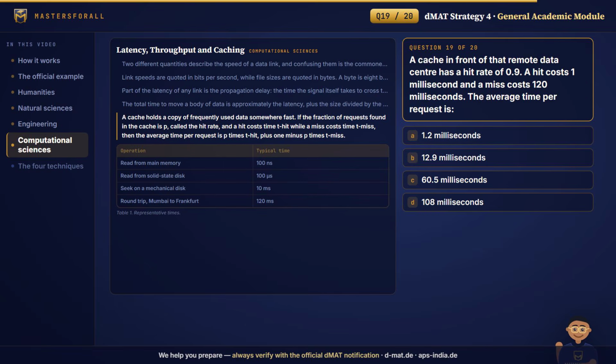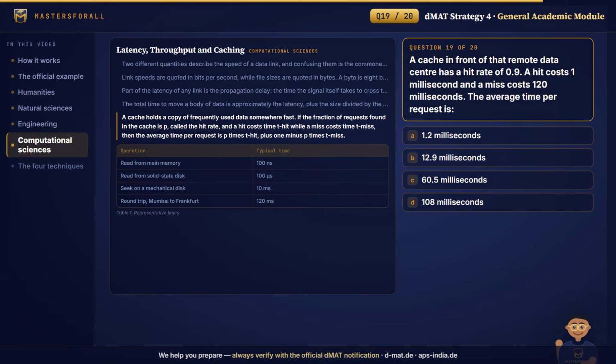Question 4. A cache in front of that data center has a hit rate of 0.9. A hit costs 1 millisecond, a miss costs 120. The average time per request is A. 1.2 milliseconds, B. 12.9, C. 60.5, D. 108.